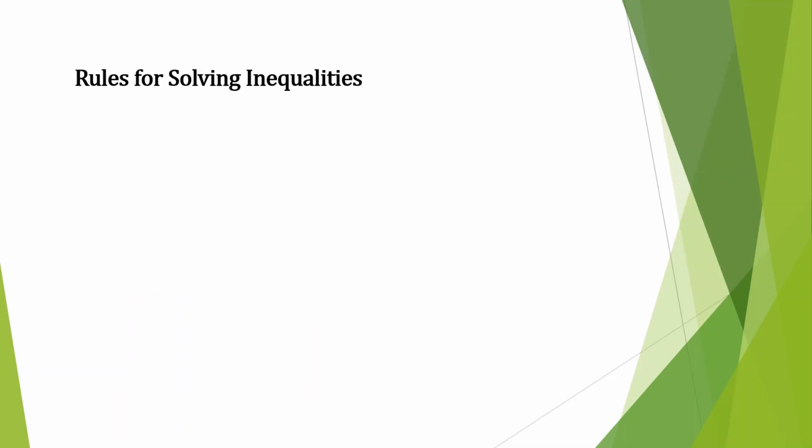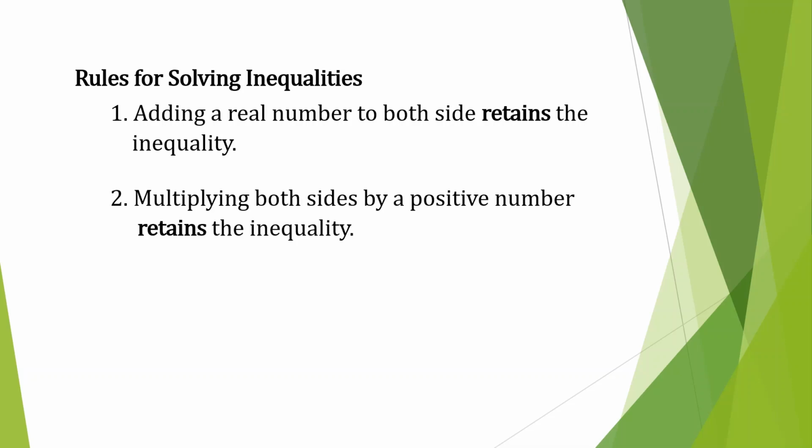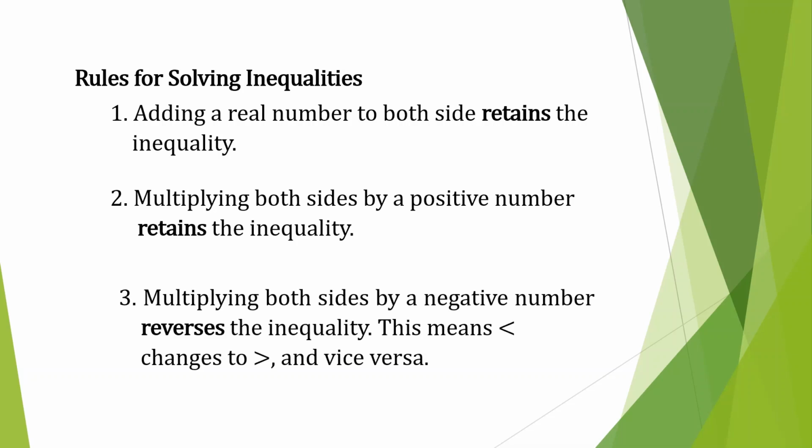Take note of the rules for solving inequalities. Number 1. Adding a real number to both sides retains the inequality. Number 2. Multiplying both sides by a positive number retains the inequality. Number 3. Multiplying both sides by a negative number reverses the inequality. This means less than changes to greater than and vice versa.